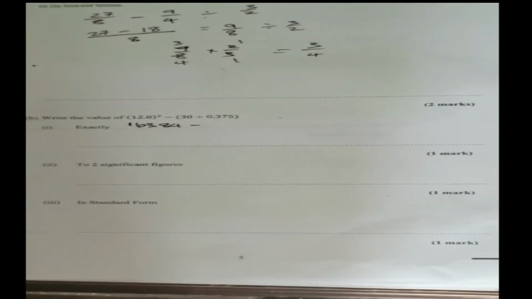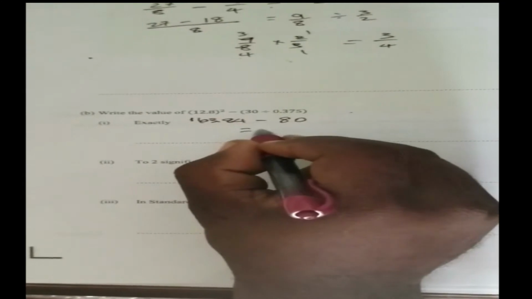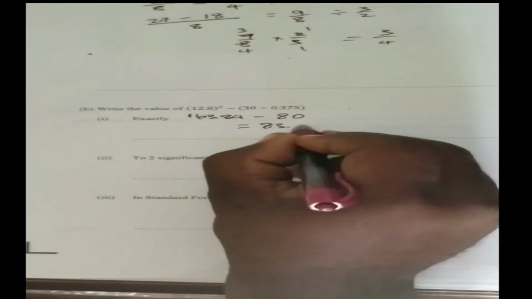This section of the bracket would be equal to 163.84. Then when we subtract 30 divided by 0.375, which gives us 80, we have 163.84 minus 80. The complete answer at the exact value would be equal to 83.84, and that is our exact value.